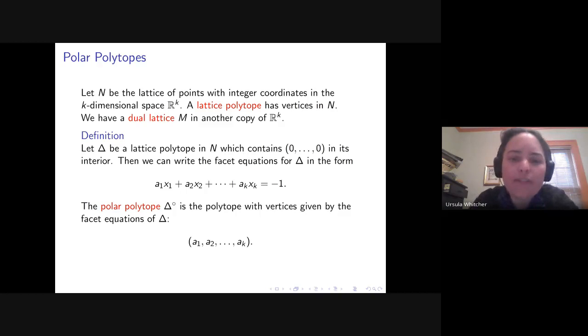And if we have a lattice polytope, we can write down all of the facet equations for our lattice polytope. And because it is a lattice polytope, we can take the normalization that the right-hand side is -1, and all of these a_i's are some rational parameters. And our polar polytope will just be the polytope that has vertices given by reading off the coefficients from this normalized facet equation.